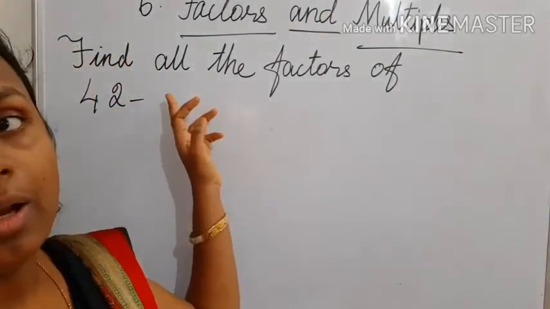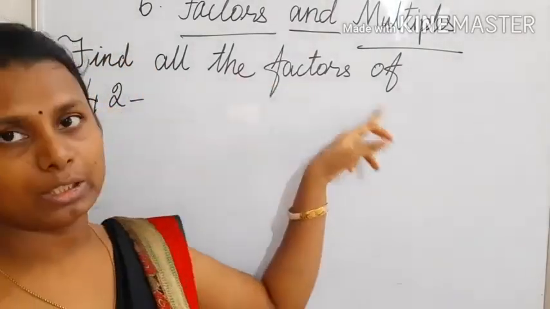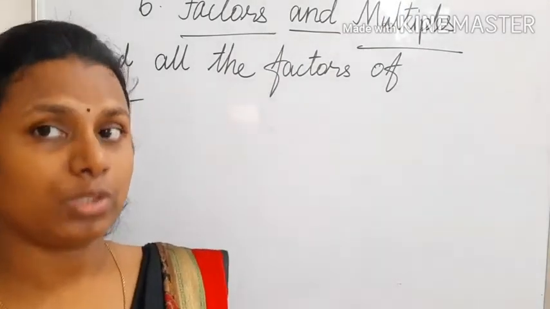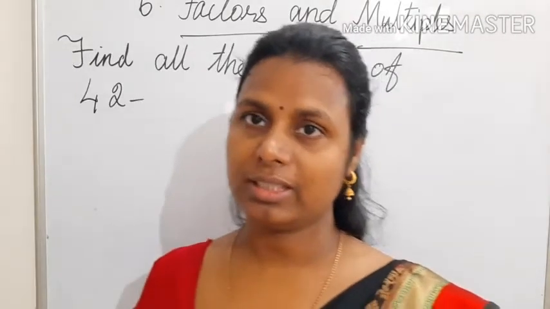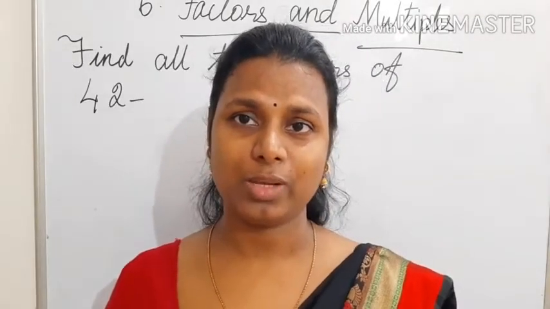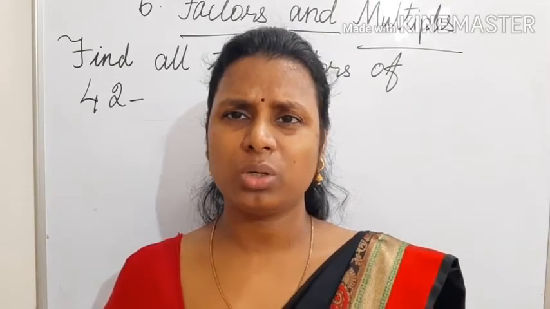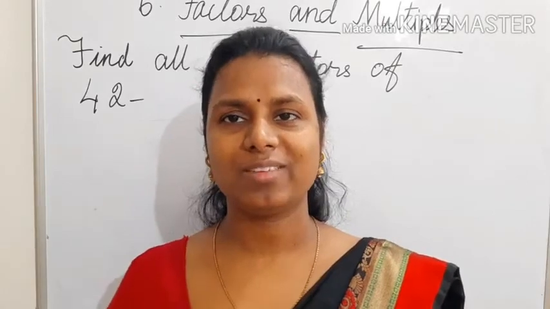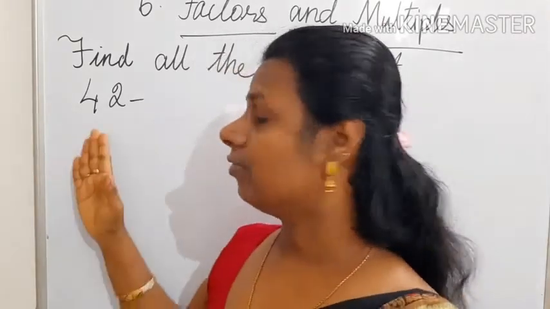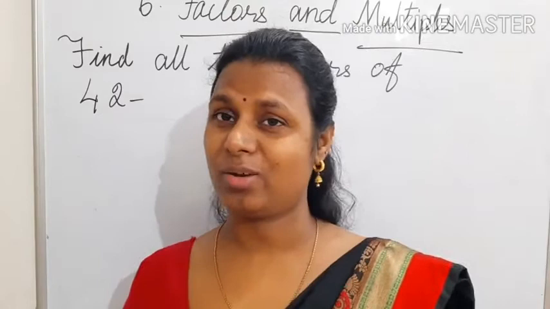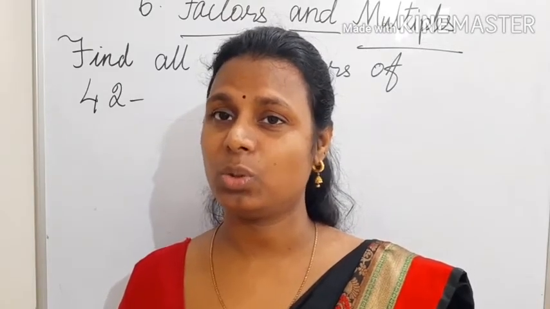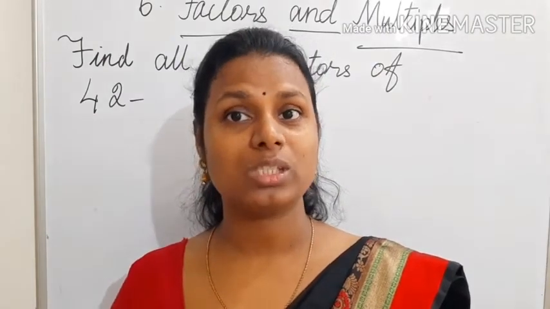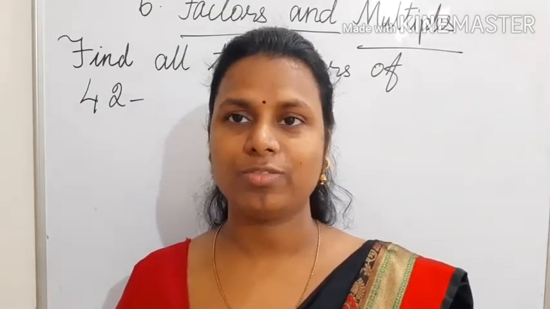The first one: find all the factors of 42. Already you have learned the multiplication tables. So, for small numbers, no need to divide and see. We can say the table and find out. For bigger numbers, we will divide and see. The smallest factor, I already explained in the previous video, is 1. That means we have to start from 1, the table of 1.